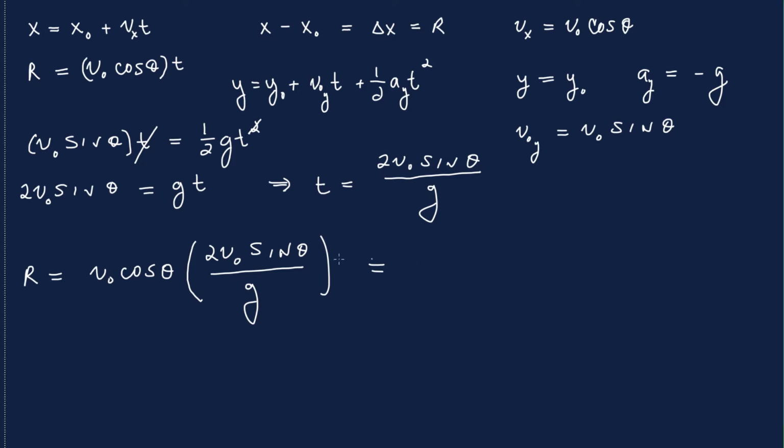So I'm going to realize what I have going on in the numerator. I have a v0 times a v0. That's going to give me a v0 squared. And I have a g in the denominator, so I'm going to get a g in the denominator there. Now what that leaves me with in the numerator is 2 times sine theta times the cosine of theta.